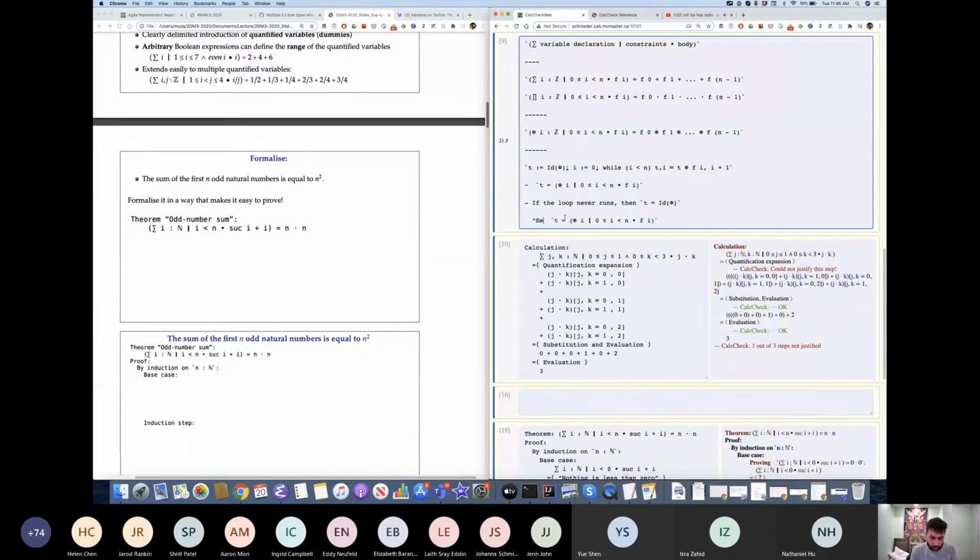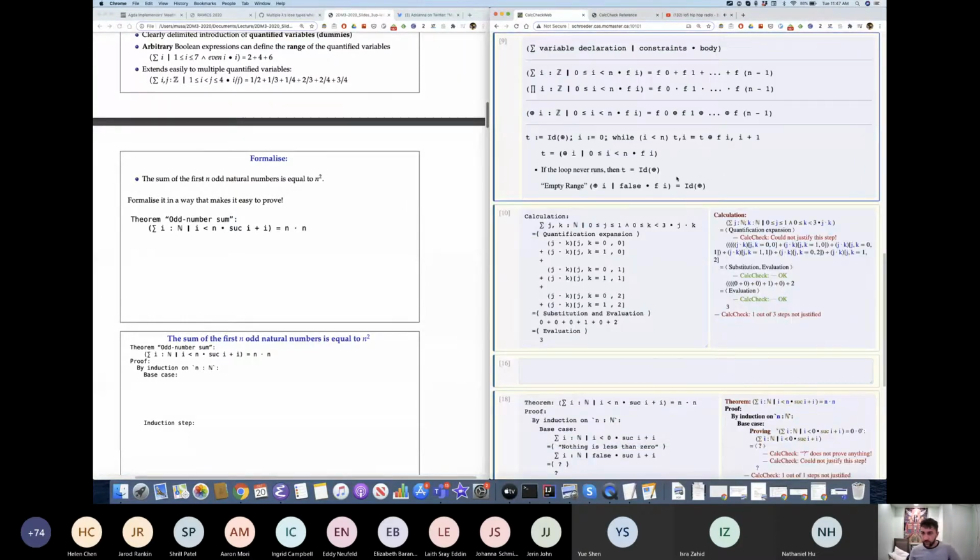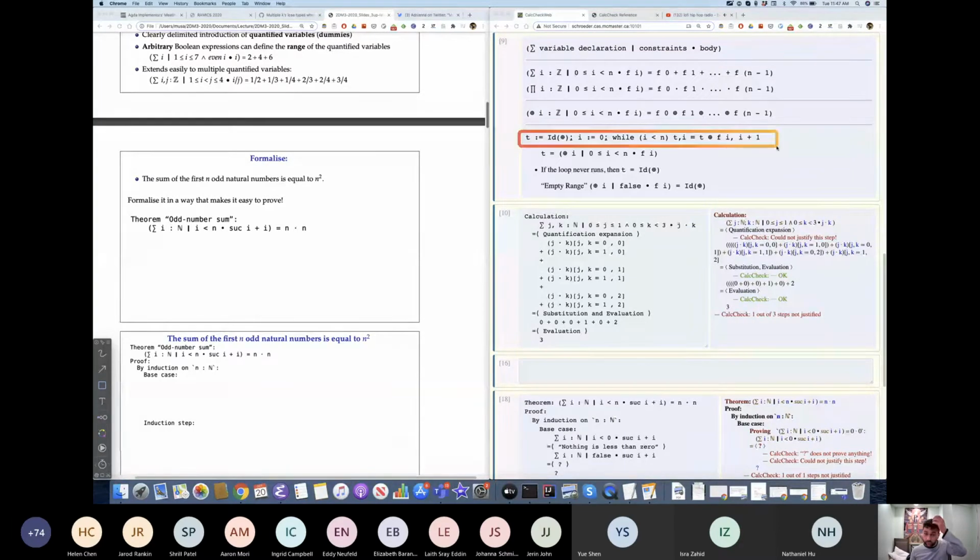It's called empty range, right? If you have a loop and the loop never runs, you get the identity of O plus. So if the loop never runs, then T, in this particular implementation, is just the identity of O plus at the very end. And that's what the rule says over here.